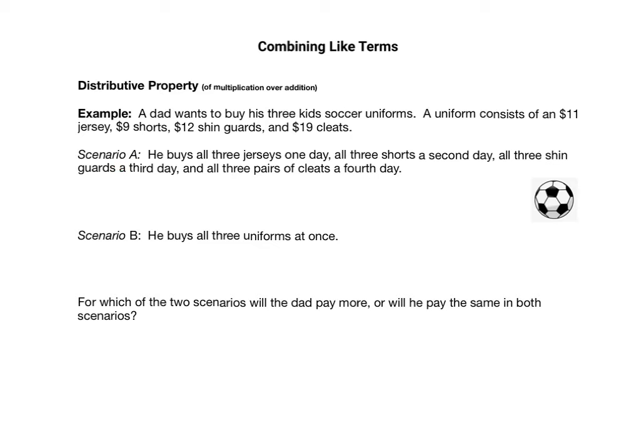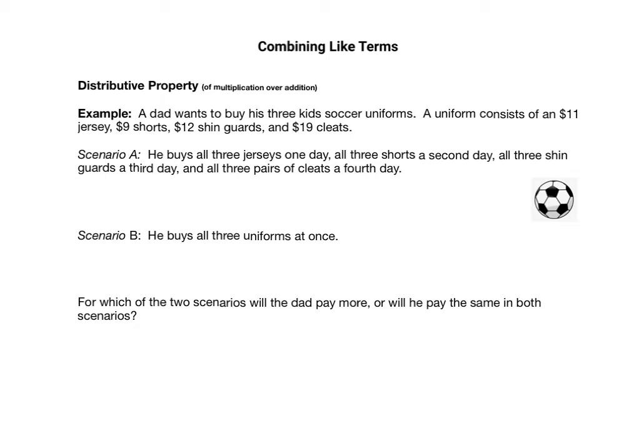So in scenario A, he buys all 3 jerseys on one day, then all 3 shorts a second day, then all 3 shin guards a third day, and all 3 pairs of cleats a fourth day. Would that be a different total amount from if he bought all 3 uniforms at once? Think about that for a moment. We would like to actually write down an expression for each of these scenarios that would represent the total amount of money he needs to spend.